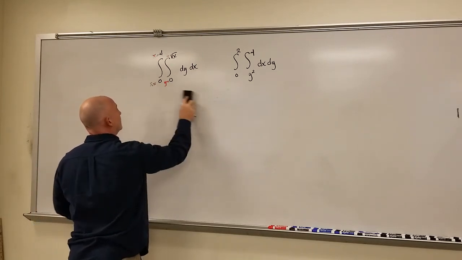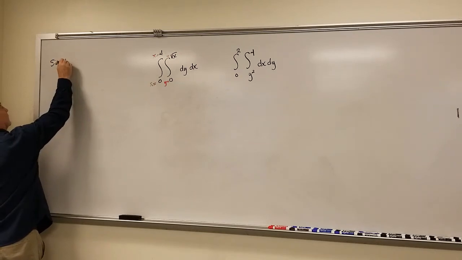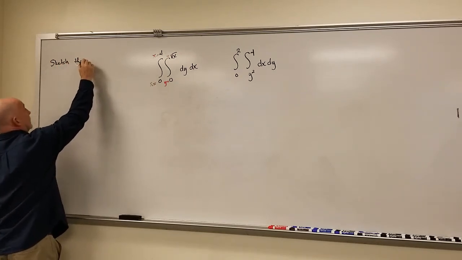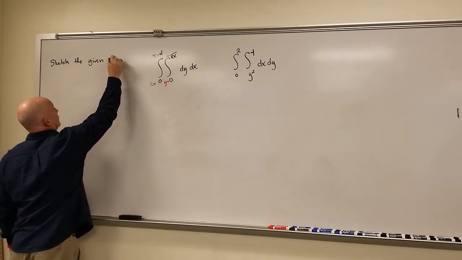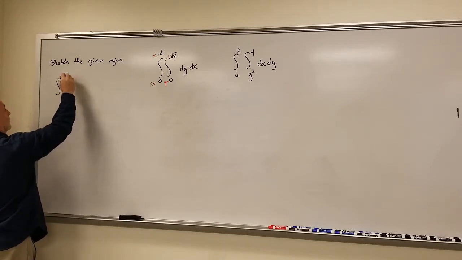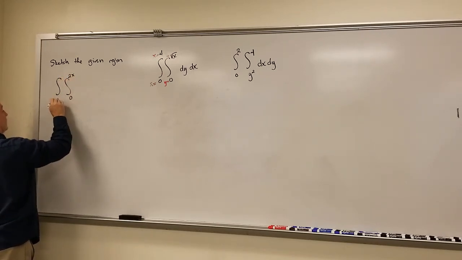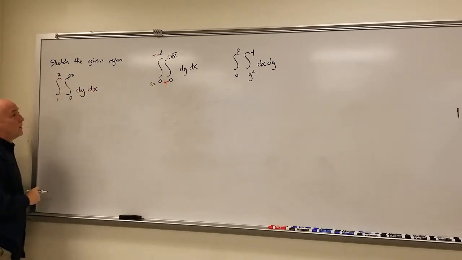Sometimes they'll give you an iterated integral and say, sketch the given region. So let's say we had a double integral here that goes from, I don't know, 0 to 2x and from 1 to 2, and of course this would be dy dx.